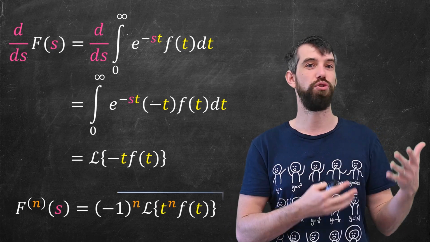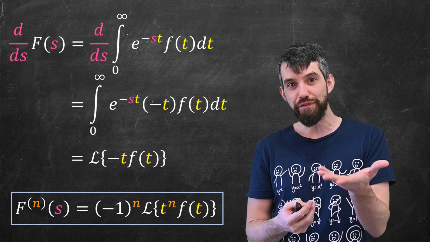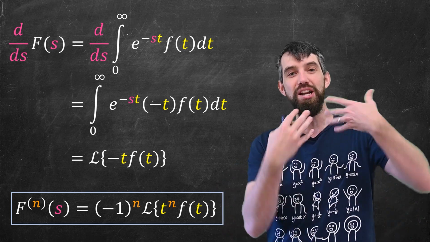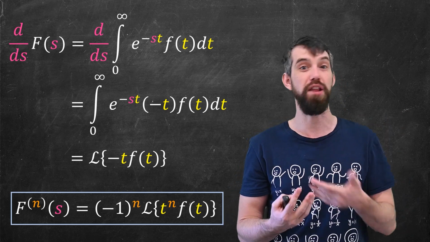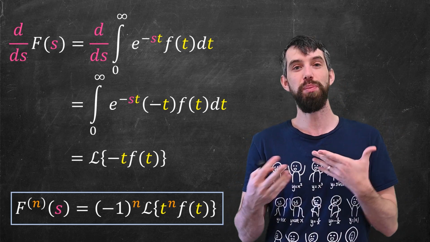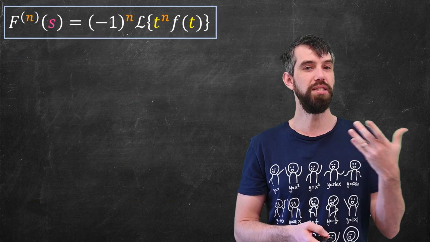If I take this derivative n times, every time you take a derivative, you multiply by another factor of minus t. And so if you take n derivatives, you get the final formula, which is that it is a minus 1 to the n if you've taken the derivative n times, and then it's the Laplace transform just of t to the n times f of t. Let's see a couple examples of this.